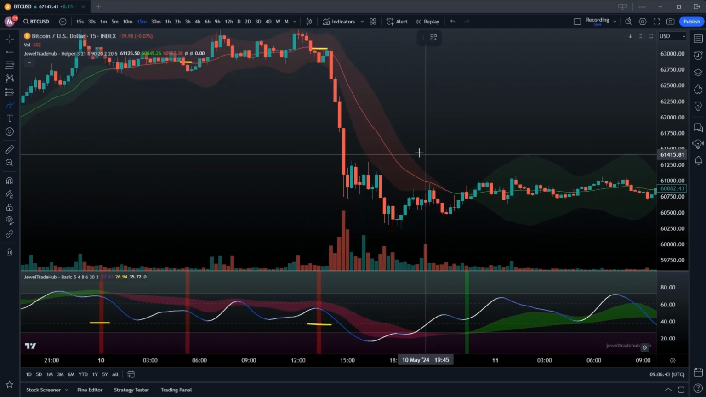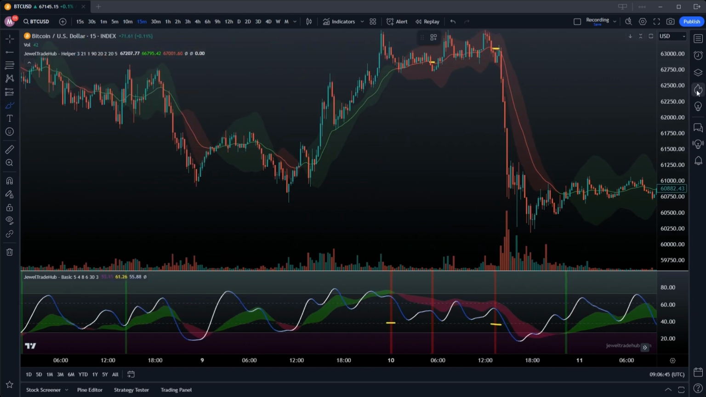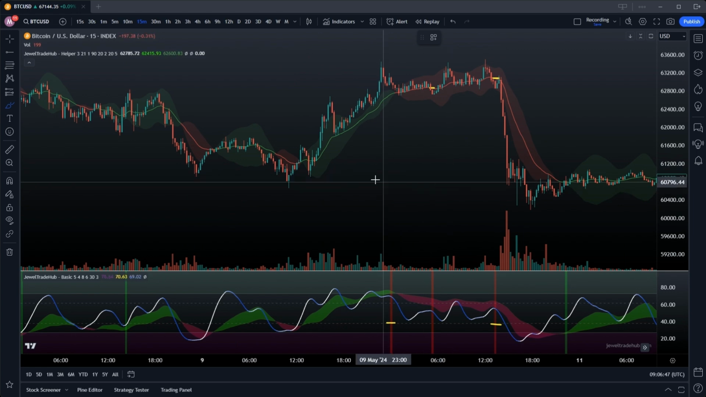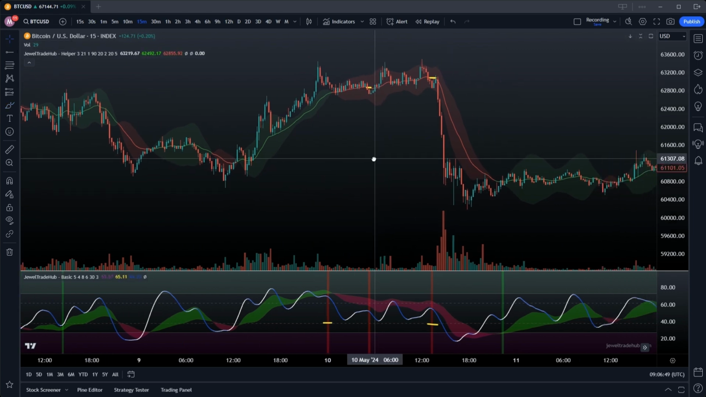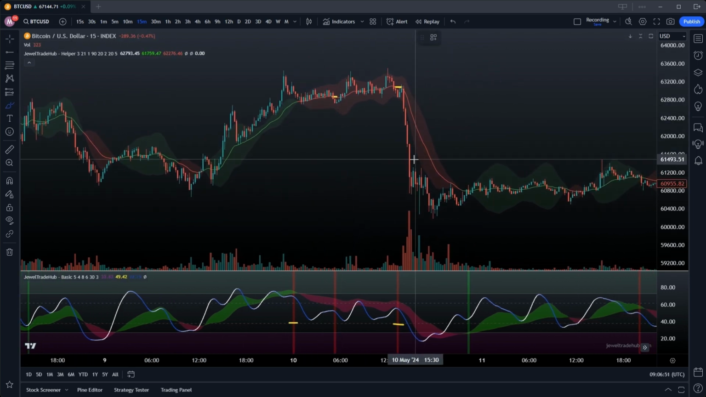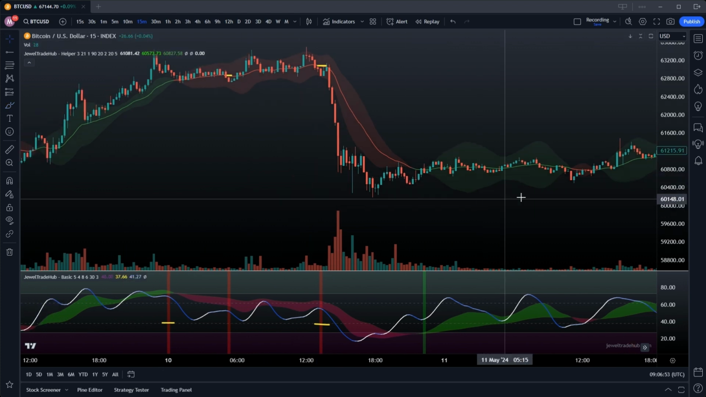So you have many ways to do it. Again, technically you would be using horizontal support and resistance, plus the previous daily close and all those things, right? Depending on your trading style.